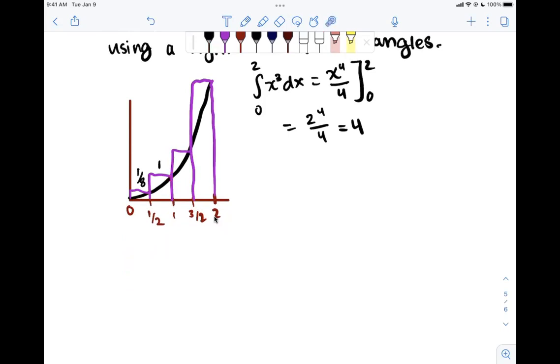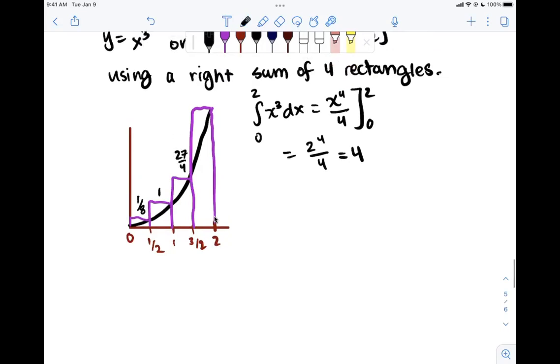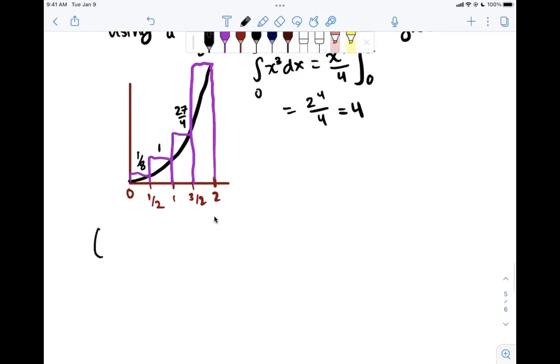The next one's going to be this point, so f of 3/2, so 3/2 cubed, which is 27/4. And finally, we're going to have this one, so f of 2, which is 8. 2 cubed is 8. And then we're going to add up the areas of all these rectangles. So it's going to be 1/2 times 1/8, plus 1/2 times 1, plus 1/2 times 27 over 4, plus 1/2 times 8.